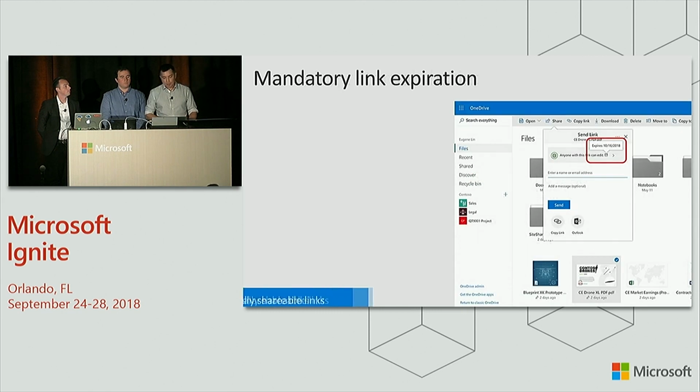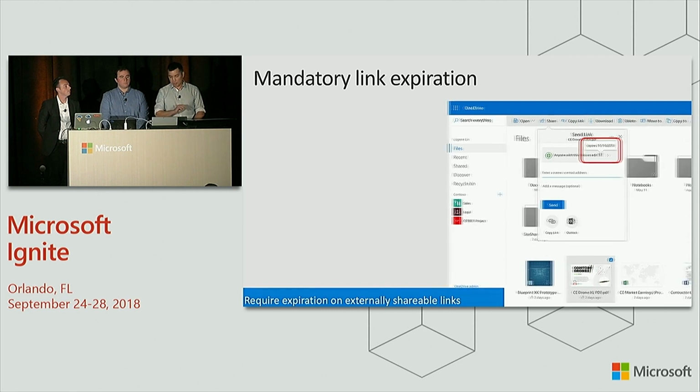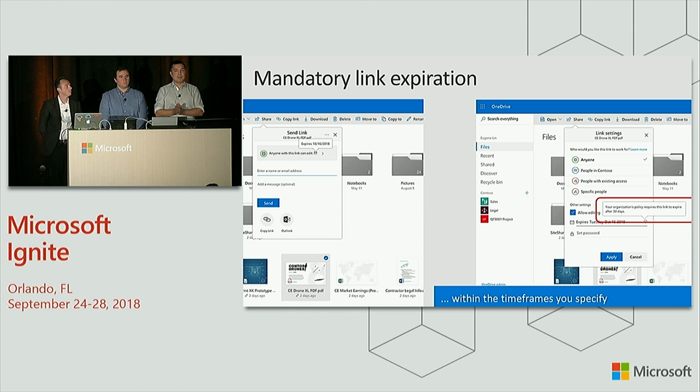We also give you control over how externally shareable links get presented to users. You can require expiration on externally shareable links so that a link automatically expires when a user goes to choose to share it. And users can go customize that within the time frame you specify, so that if you say a link has to expire within 30 days, a user can go shrink that expiration if they want, but they can't make it go longer than 30 days.